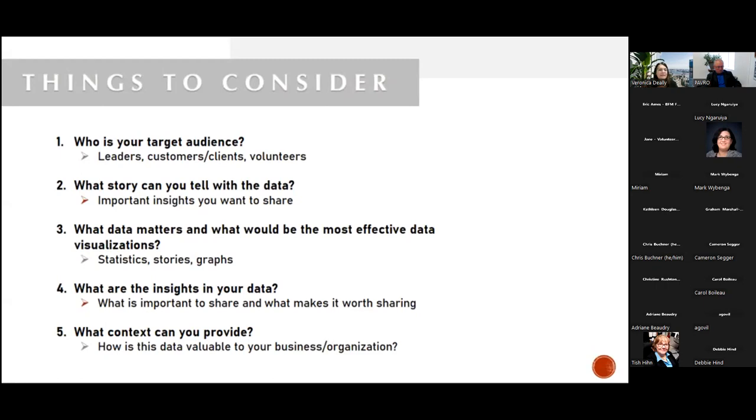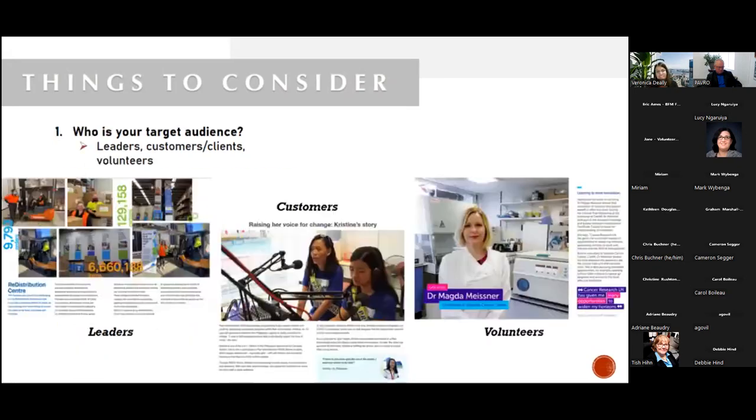Try to think on that a bit. And what context can you provide? So how is your data valuable to the business or organization? Let's talk about audience and who your audience is. So decide on the route that you're going to want to go with your report or infographic.